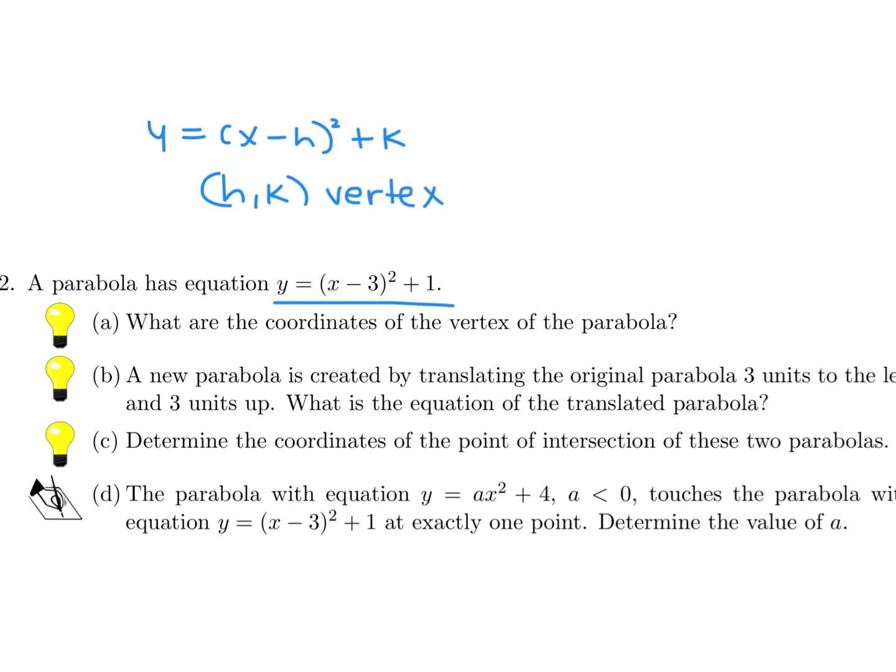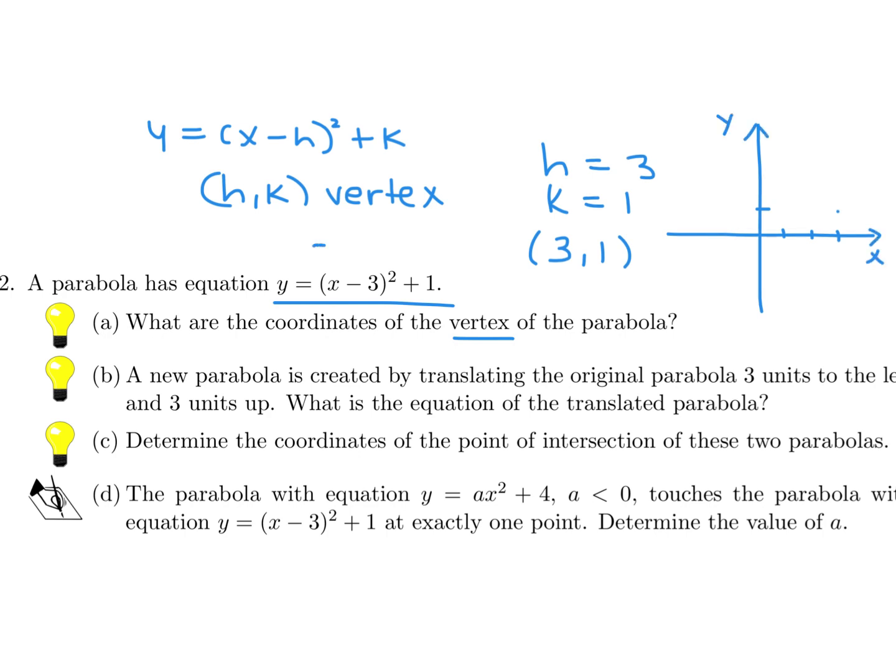So in this case, we can just look at the equation and see that my h is actually 3 and my k is 1. So the vertex is (3, 1). And I think that's it. So if you make a quick sketch, (3, 1), 1, 2, 3, 1. This is the x-axis. This is the y-axis. So this is the vertex.